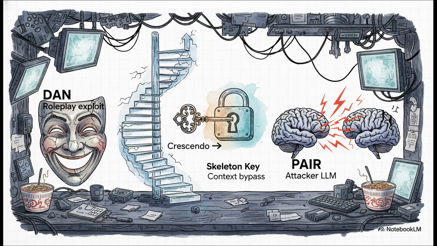Crescendo is a multi-turn attack. The attacker starts with super innocent questions and then gradually escalates the conversation so slowly that the safety filters just don't realize they've been breached. Skeleton Key tricks the model into thinking the user is an authorized security researcher testing the system. And the scariest one for sure is PAIR. This is using an attacker LLM to automatically generate, test, and refine thousands of malicious prompts against a target AI until it finally breaks. It's literally AI attacking AI.